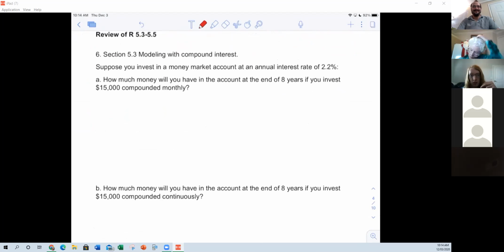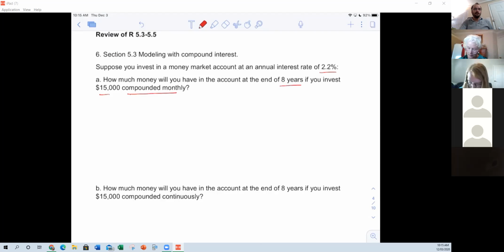Okay, so suppose you invest, these are application problems. Suppose you invest in a money market account at an annual interest rate of 2.2%. That's not very good. How much money will you have in the account at the end of 8 years if you invest $15,000 compounded monthly?